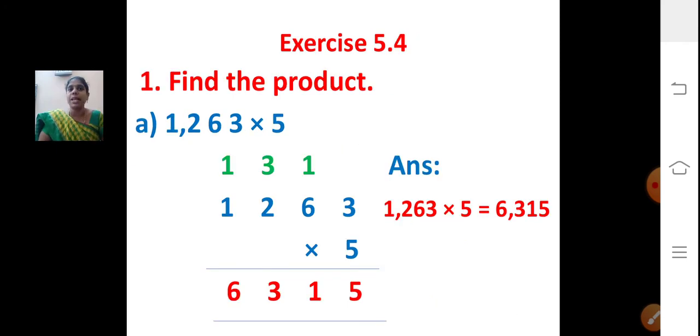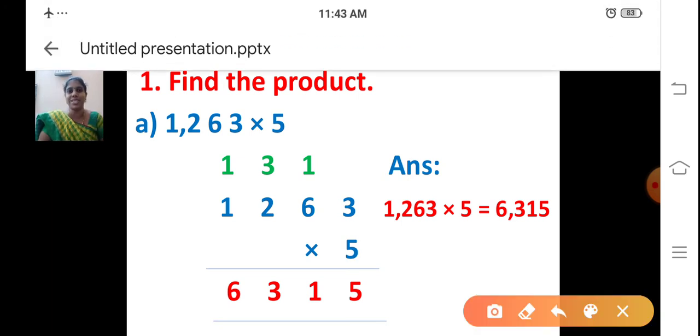Next. Exercise number 5.4. Find the product. A sum: 1,263 into 5. Multiplication by a single digit number. This is very easy, right? So we are going to multiply 1,263 by 5. Shall we multiply this number? So write the number 1,263 into 5.